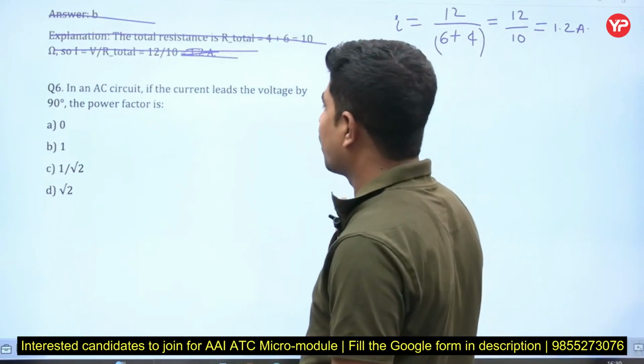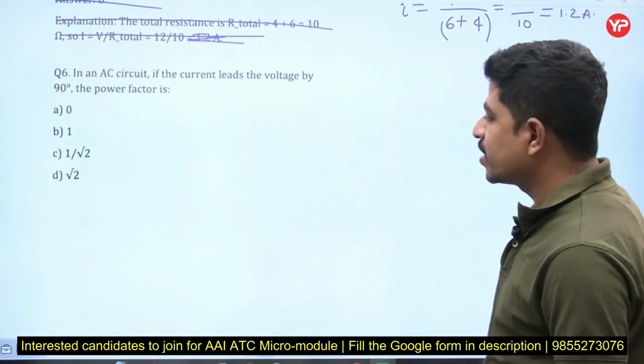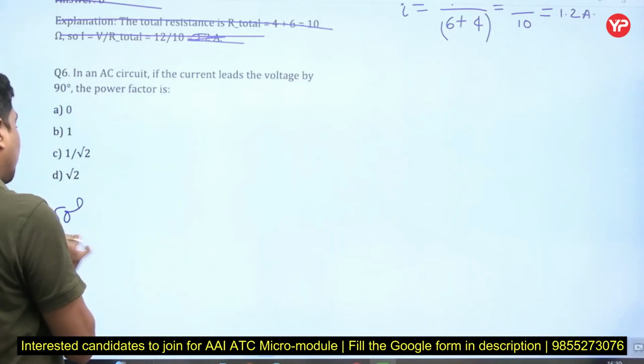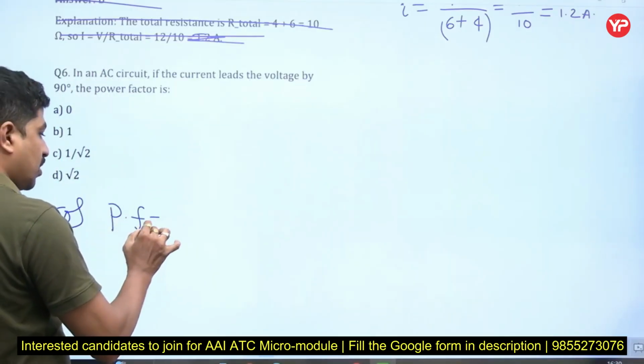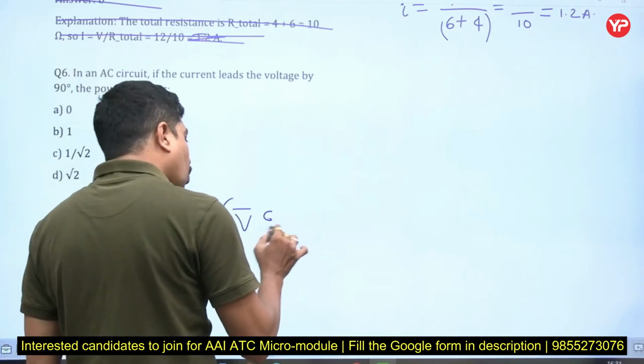Next question is from the AC part. What is it saying? In an AC circuit, if the current leads the voltage by 90 degrees, then the power factor is, what is power factor, please? Power factor, simply P.F., I am writing, is equal to cos of the angle between voltage and current.